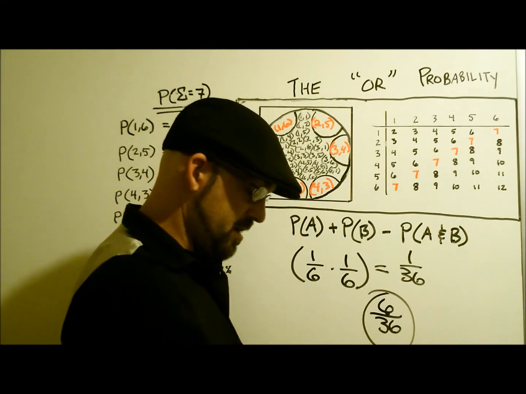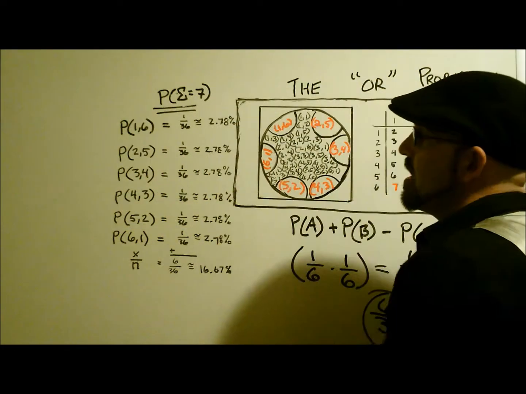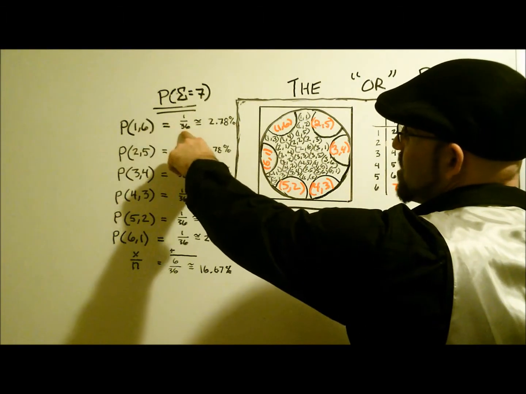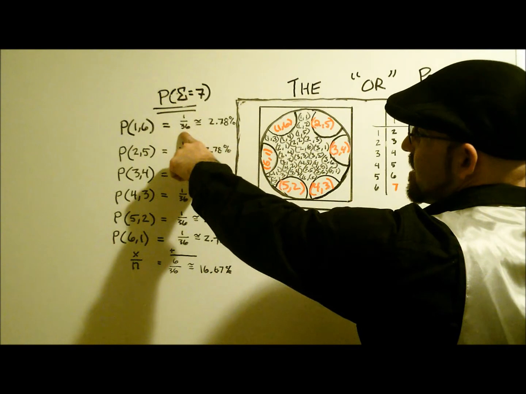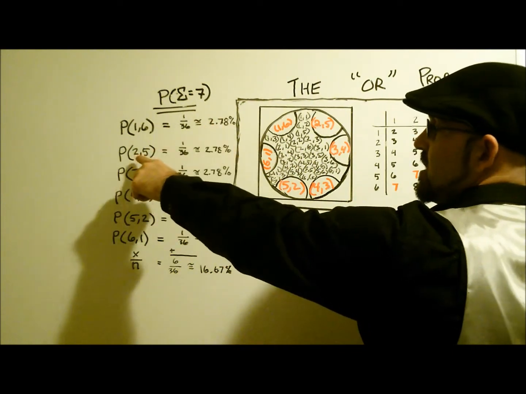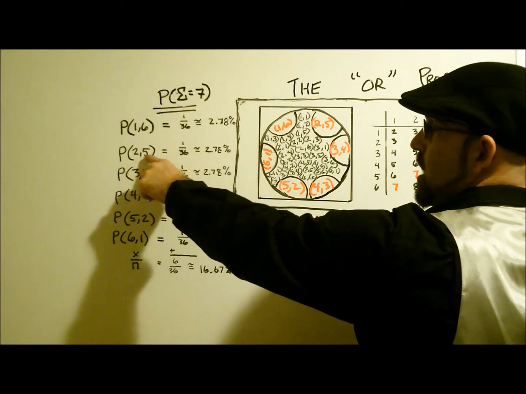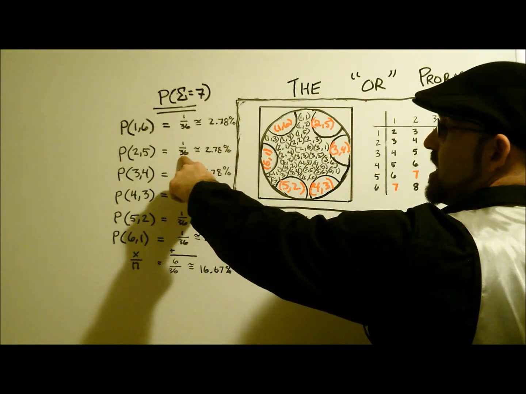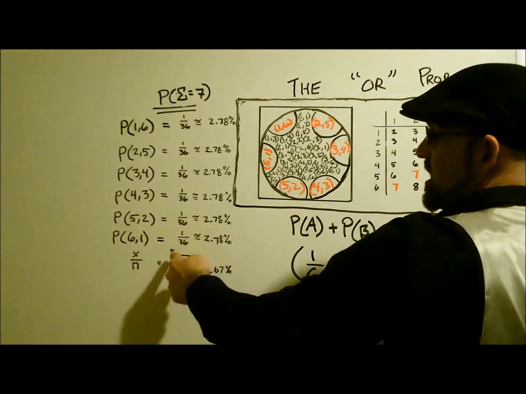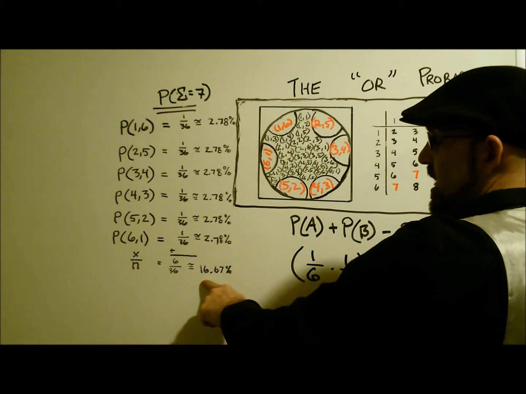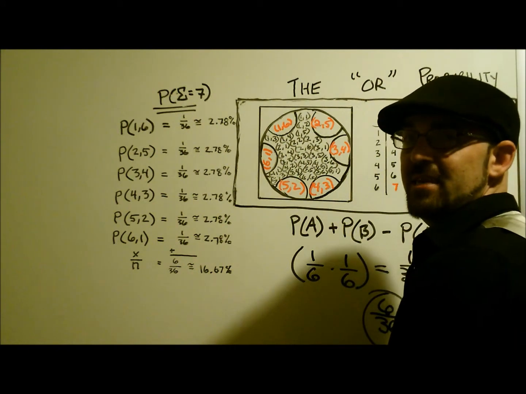Let me show you over here. The probability of getting a 1 and a 6 is 1 over 36, which is about 2.7%. The same thing with rolling a 2 and a 5. We get a 1 over 36. We just add all these together and we get 6 over 36, which equals about 16.6%.